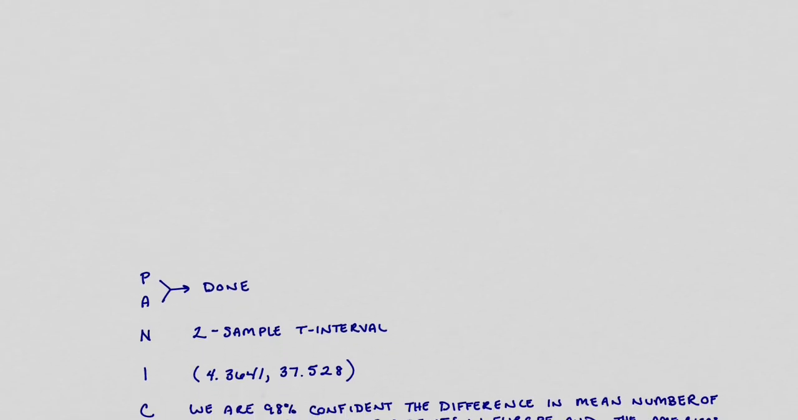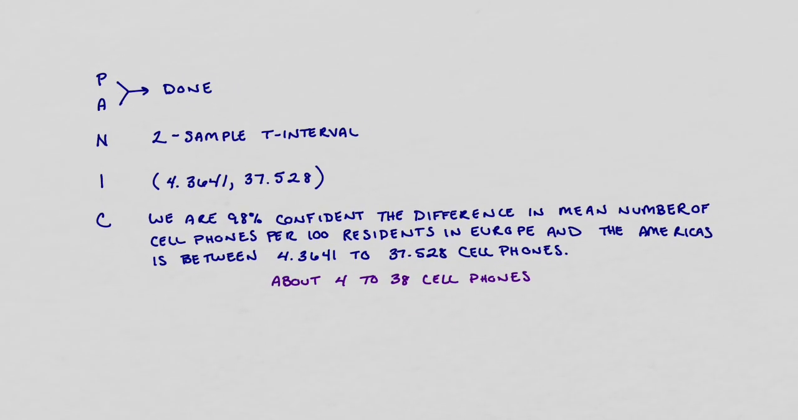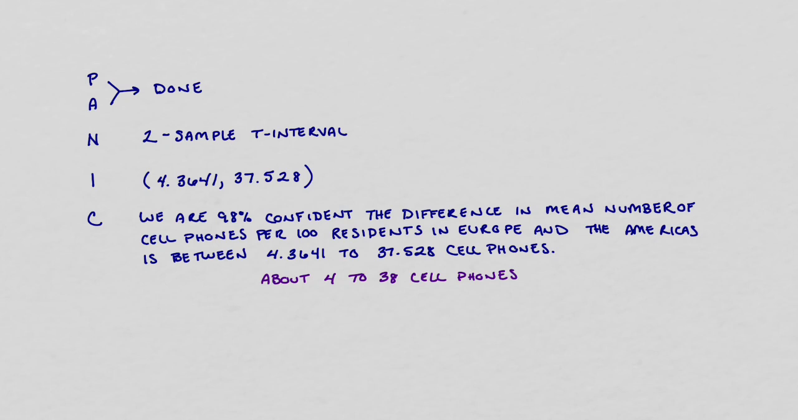So regarding the conclusion, we might say something like, we are 98% confident the difference in mean number of cell phones per 100 residents in Europe and the Americas is between 4.3641 to 37.528 cell phones.